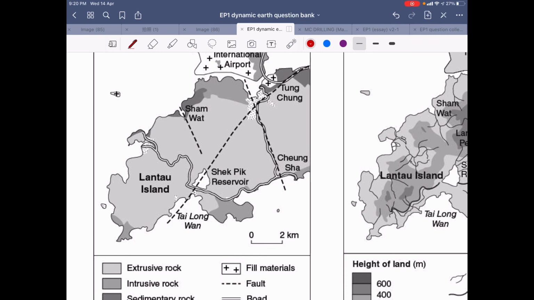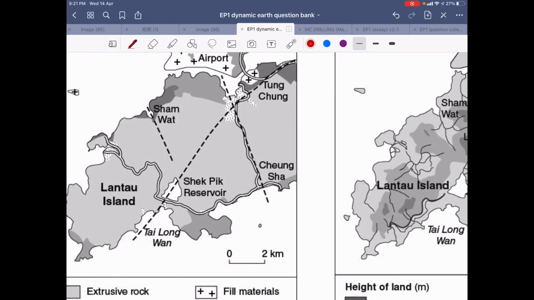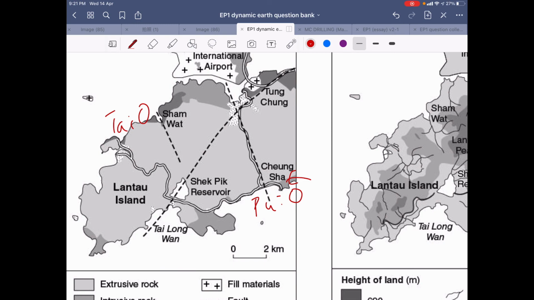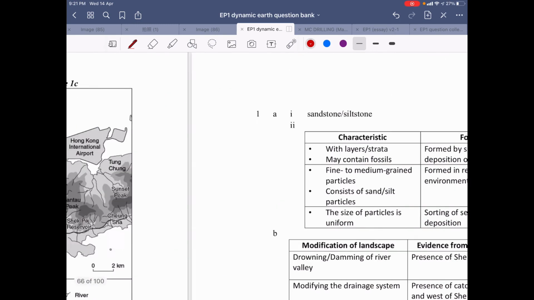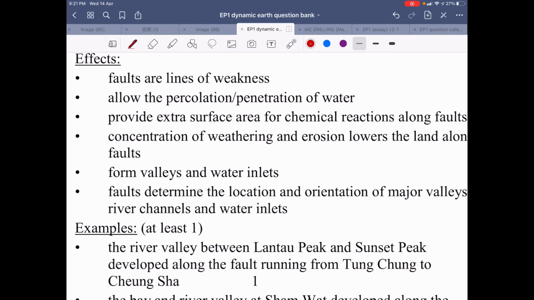This one is the Tung Chung Road. When you are taking the bus from Tung Chung to Pui O, which is right here, you will pass through the Tung Chung Road, and it is indeed built along the faulting area. And why is it susceptible to denudation or weathering? Because first of all, the faults are lines of weakness, allowing more percolation of water. It allows more surface area for chemical reaction, a loophole for the water to penetrate into the deeper part of the rock, enlarging the area where chemical weathering or even physical weathering can take place.